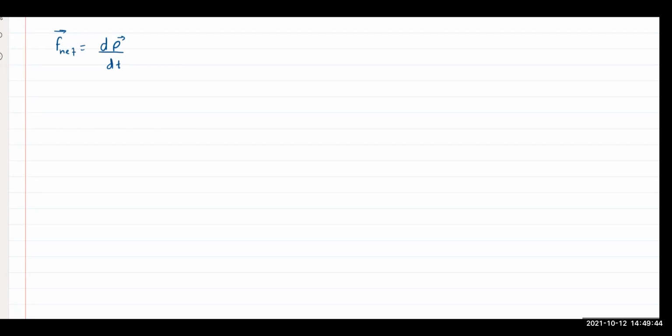Now, if F net is equal to dP by dt, what should be tau net? Tell me. Correct, Sampada. It is dL by dt. Very good. Now, let me ask you one thing. F net is equal to dP by dt, and tau net is equal to dL by dt. This is equal to MA, and this is equal to what? I alpha. Yes or no?